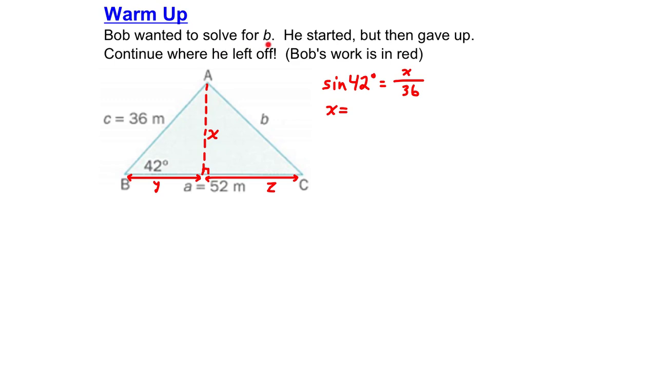Bob wanted to solve for b. Here's b. He started but then gave up. Continue where he left off. Bob's work is in red, so all this stuff in red is what Bob started to do. There's no errors this time, he just didn't finish. So remember, the goal is to solve for b. You've started, so just see if you can finish this off. Pause the video, see how you do.